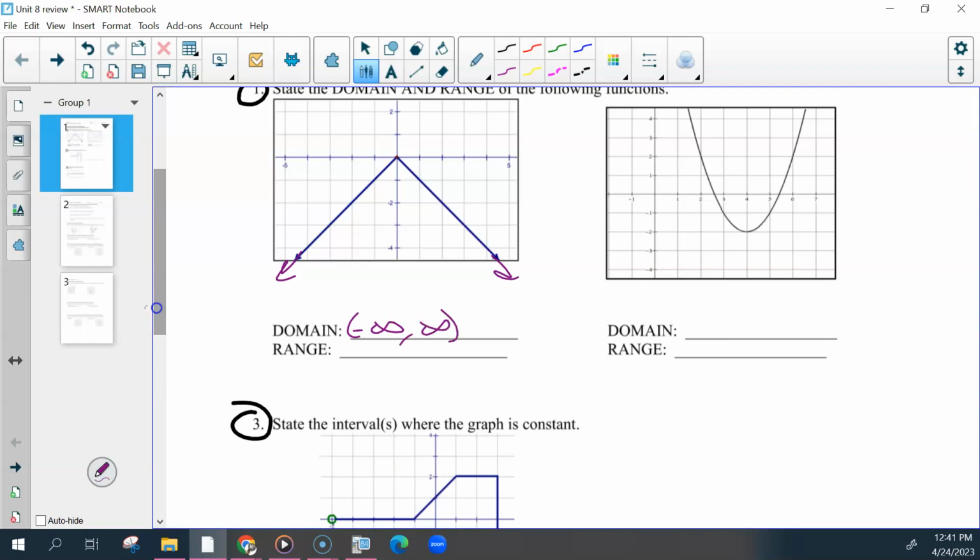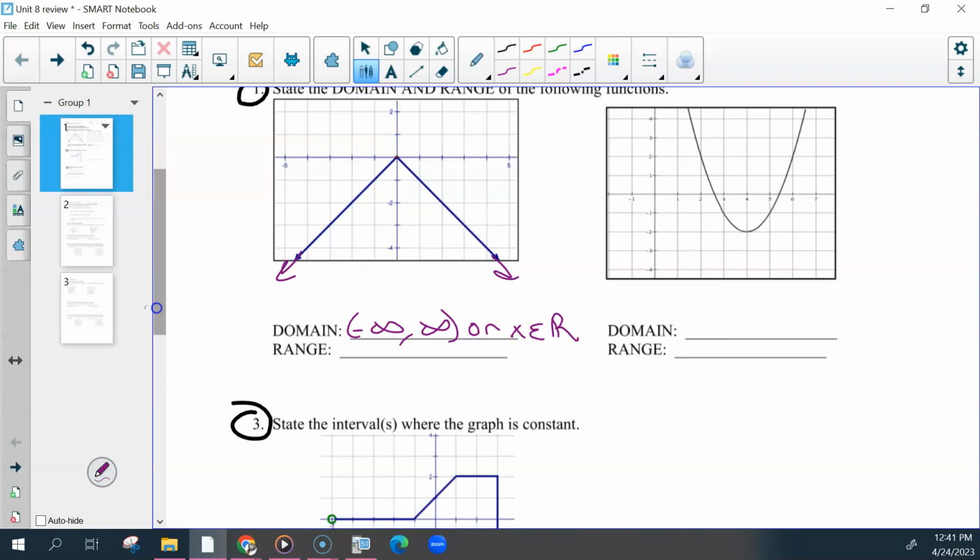I forget, does the bracket or the parentheses matter for this or no? It does matter. For infinity, positive and negative is always parentheses, no matter what. I'm also going to write this is your interval notation, I'm going to write it in set builder notation also. You just need to be able to write them both ways if they ask for a specific way. If it doesn't, then it doesn't matter.